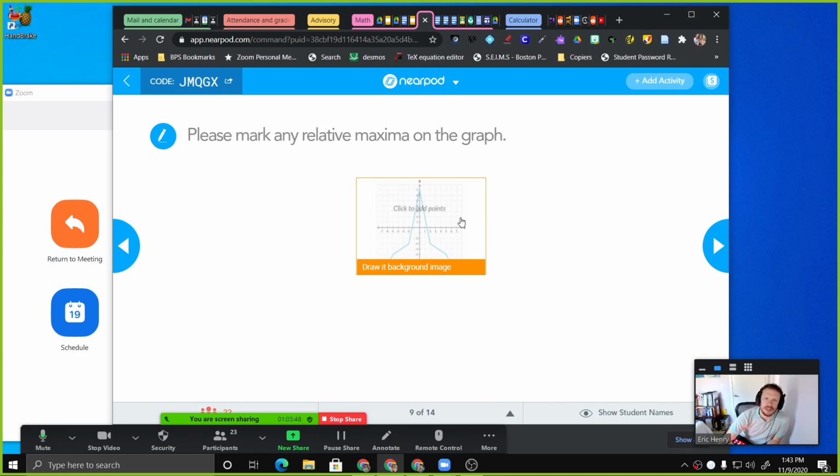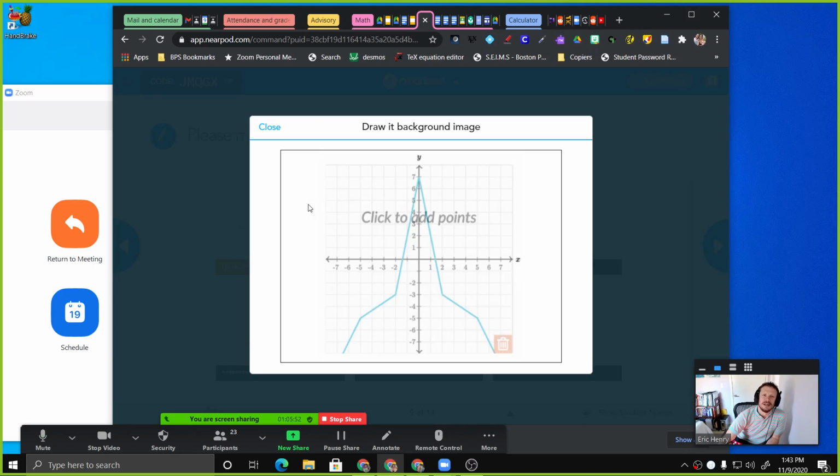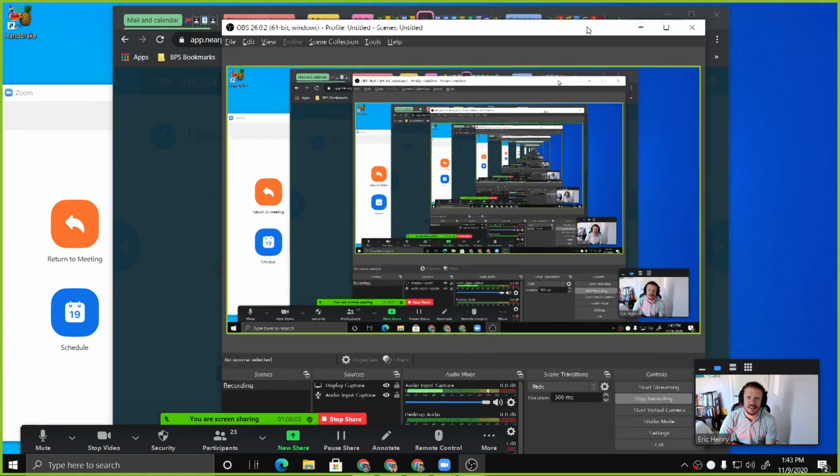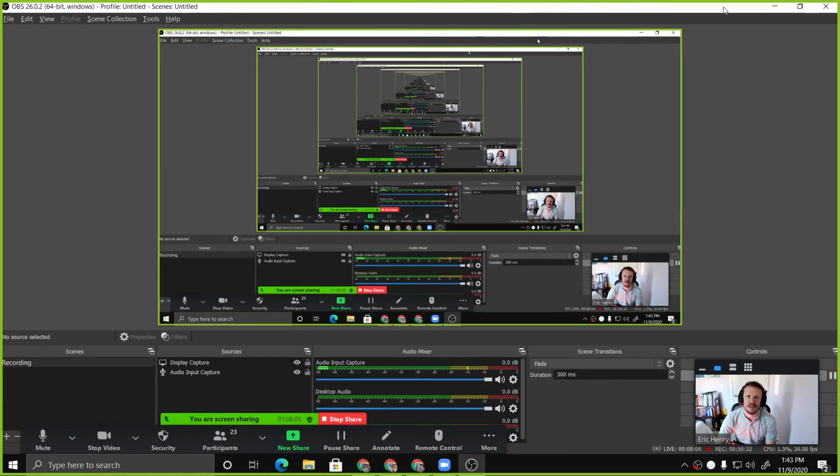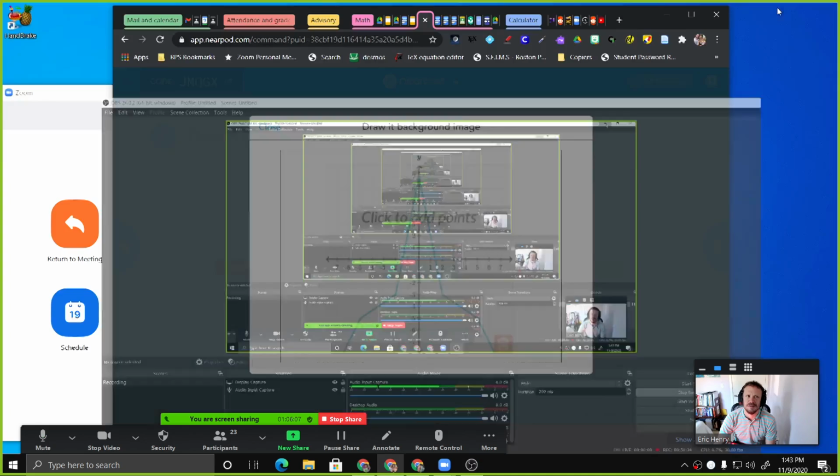Please mark any relative maxima on the graph. And I am going to take a big risk here that might mess everything up. I sure hope it doesn't. We'll see. Okay. That's sure confusing.